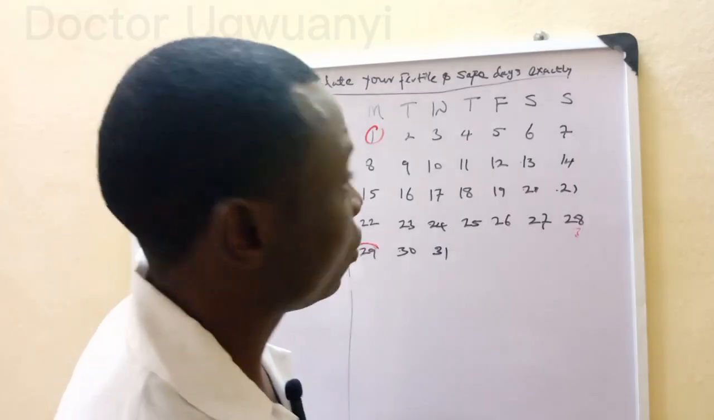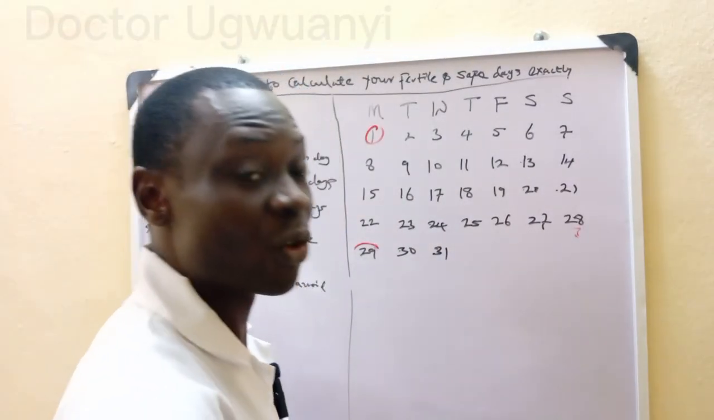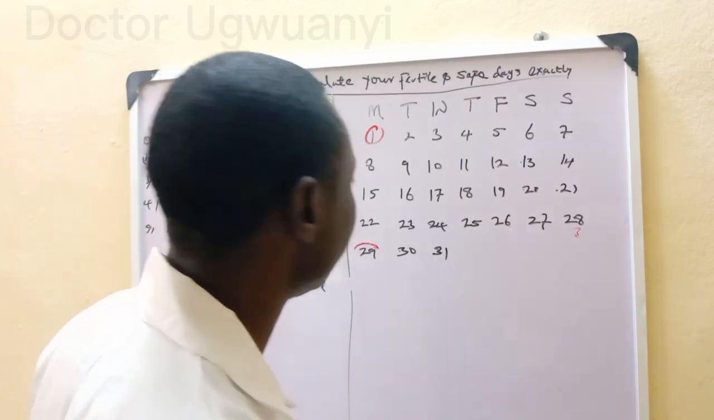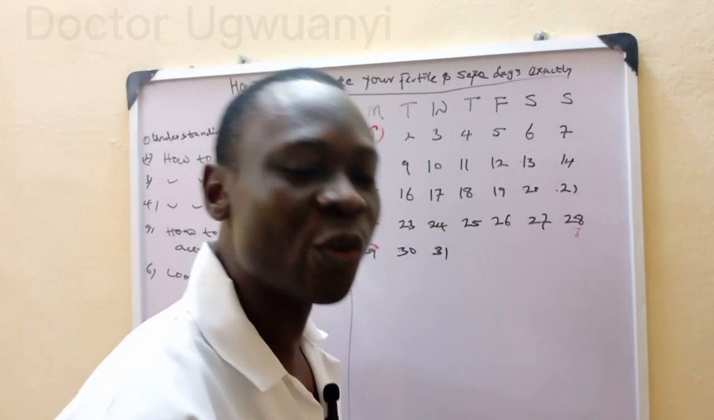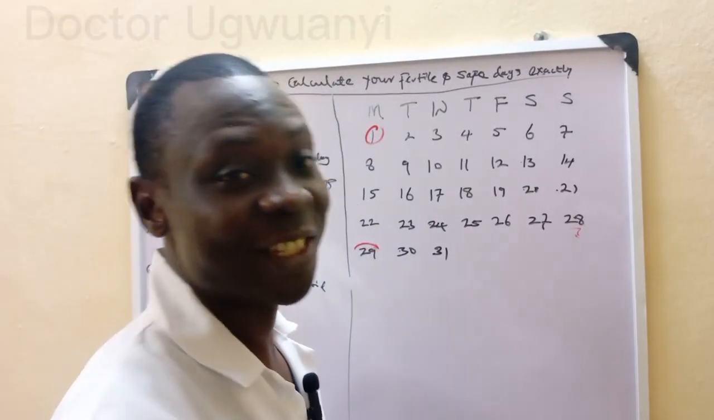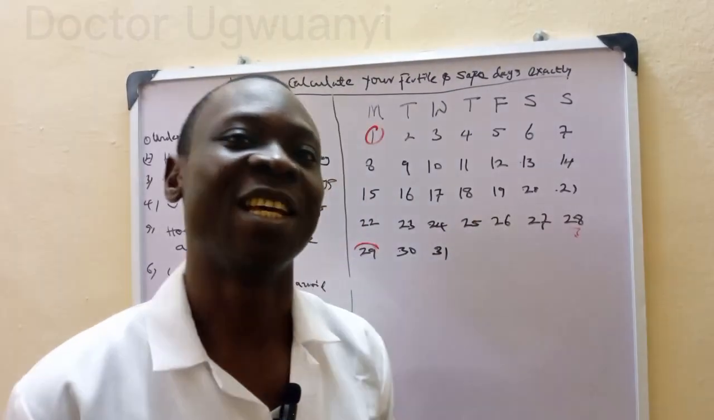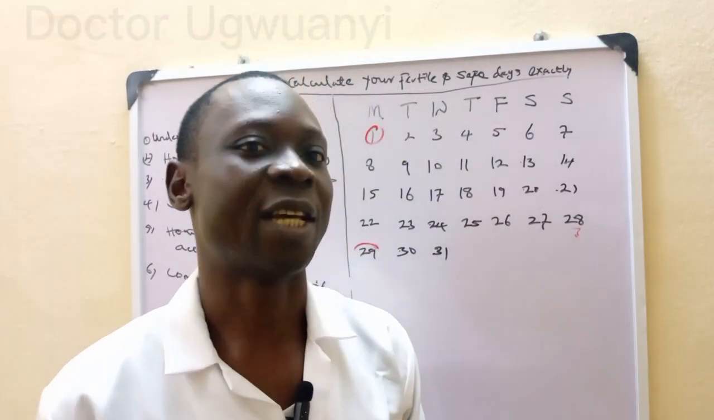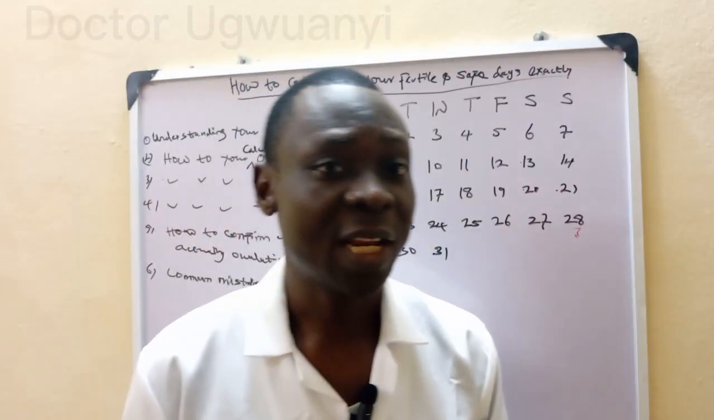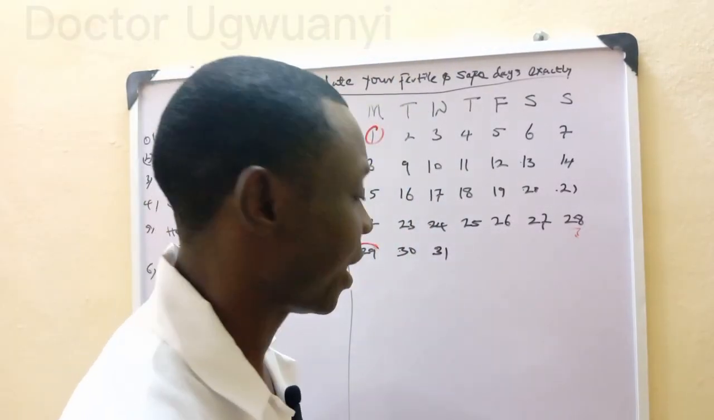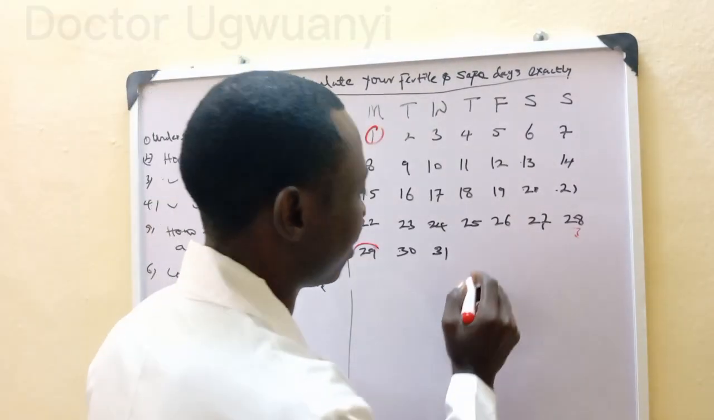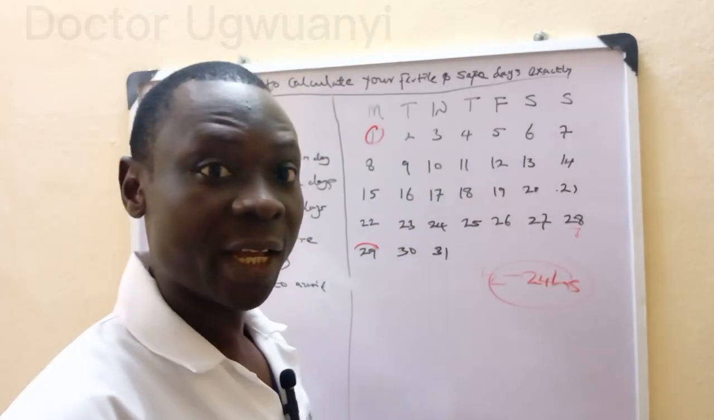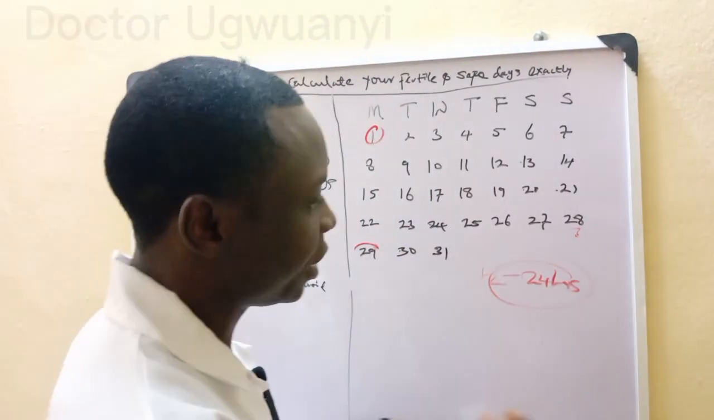So now, having known how to know your menstrual cycle length, or if you have already known how many days your menstrual cycle length is, how do you calculate your ovulation day? Ovulation simply means the releasing of an egg. That is the day your ovary releases an egg. After the release, the lifespan of the egg is about 12 to 24 hours.